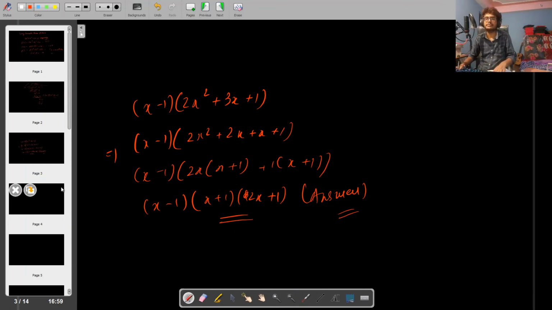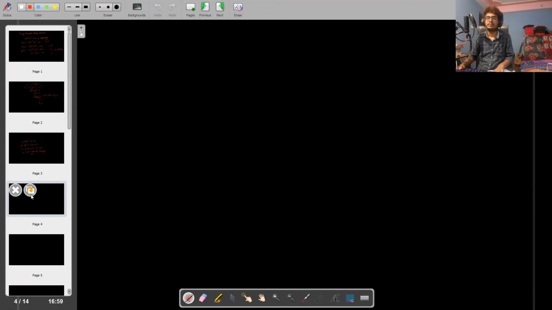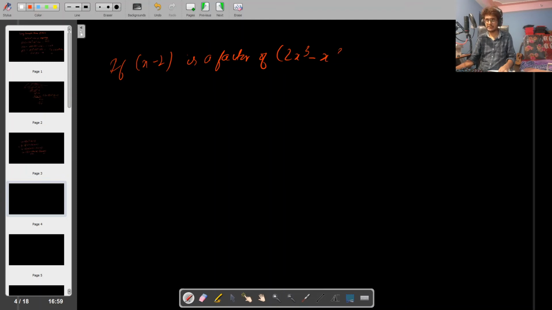So the next question is, if x minus 2 is a factor of 2x cube minus x square minus px minus 2. Number 1, find p. Number 2, factorize the expression completely.